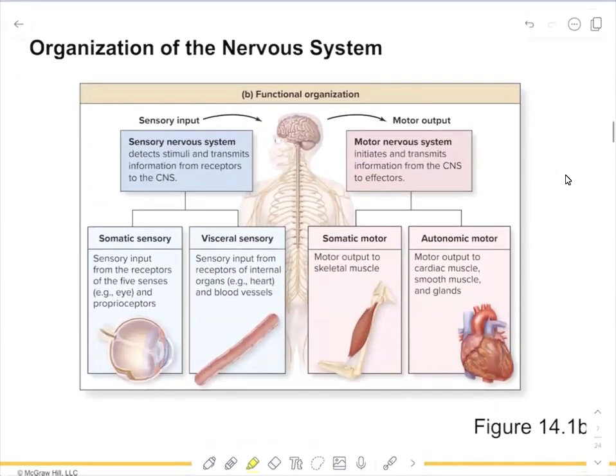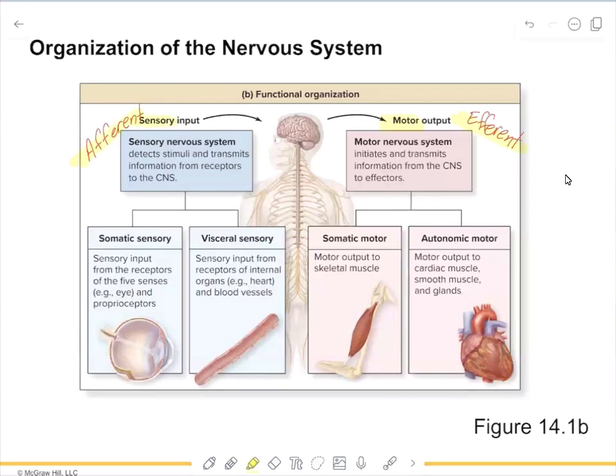The organization of the nervous system is on this slide. And I want you to notice we have the organization of the functional structure that we talked about earlier. There's always going to be sensory input, which is also called the afferent. There's also going to be motor output, which is also called efferent. So you should know that those words mean the same thing, sensory and afferent, and motor means efferent.